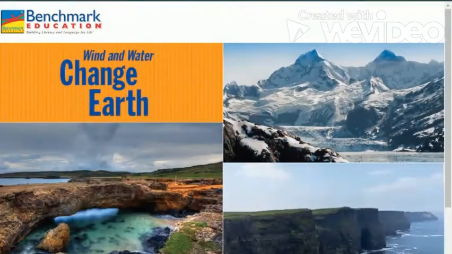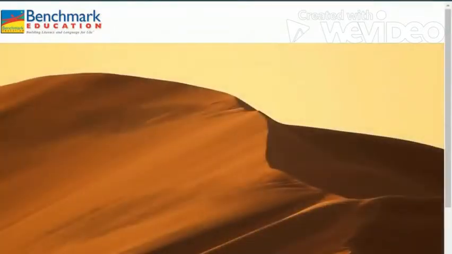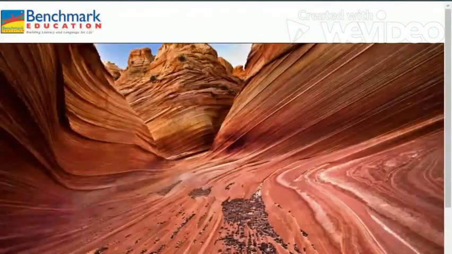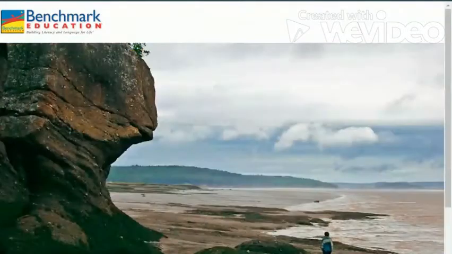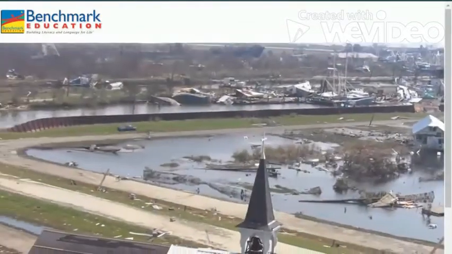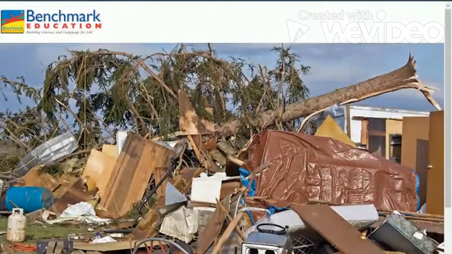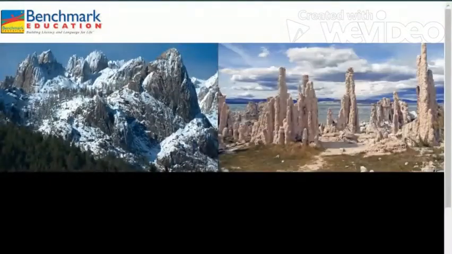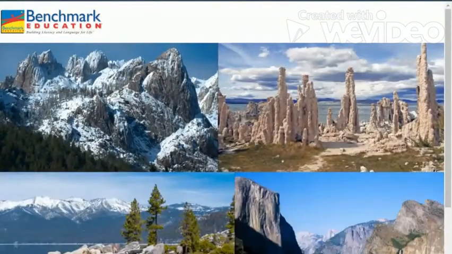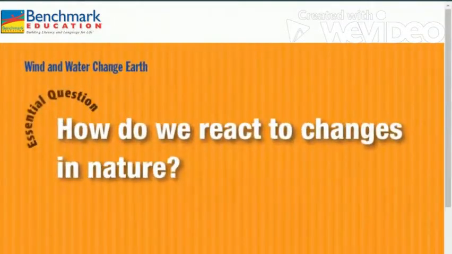Wind and water change Earth. Earth's landscape is constantly changing. Wind and water erosion can damage Earth. Hurricanes can flood towns and cause beach erosion. Tornadoes can damage homes and rip trees out of the ground. Wind and water can also create and add beautiful landforms to Earth over time. How do we react to changes in nature?